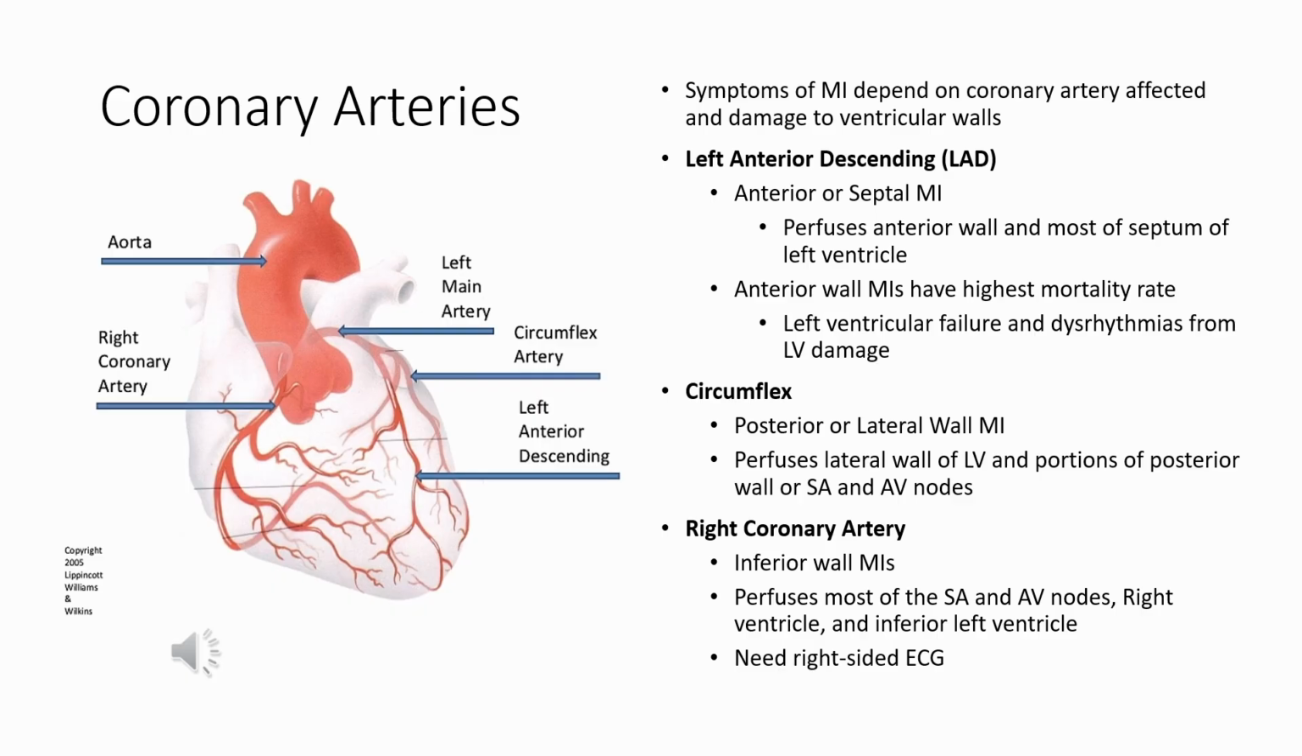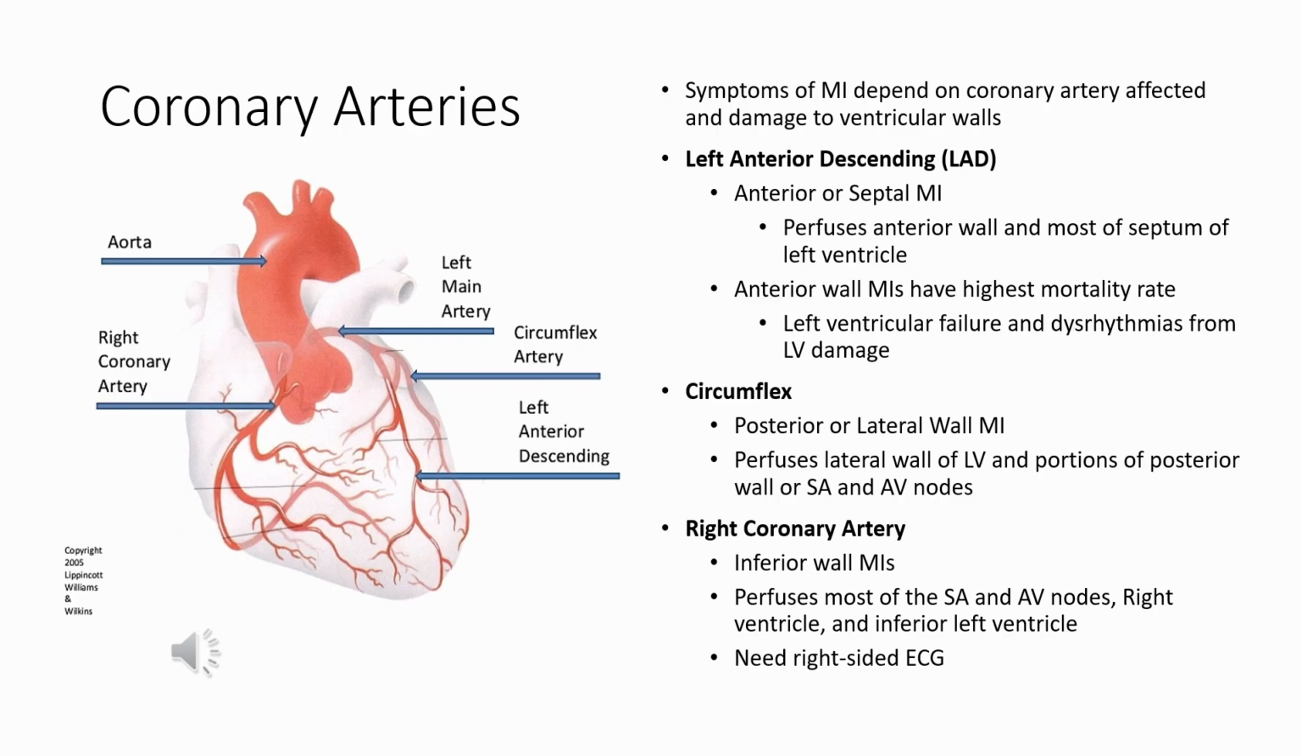Now let's take a closer look at the coronary arteries and how their obstruction determines the type and the severity of a myocardial infarction. So the symptoms and complications of an MI largely depend on which coronary artery is affected and the extent of the damage to the ventricular wall.